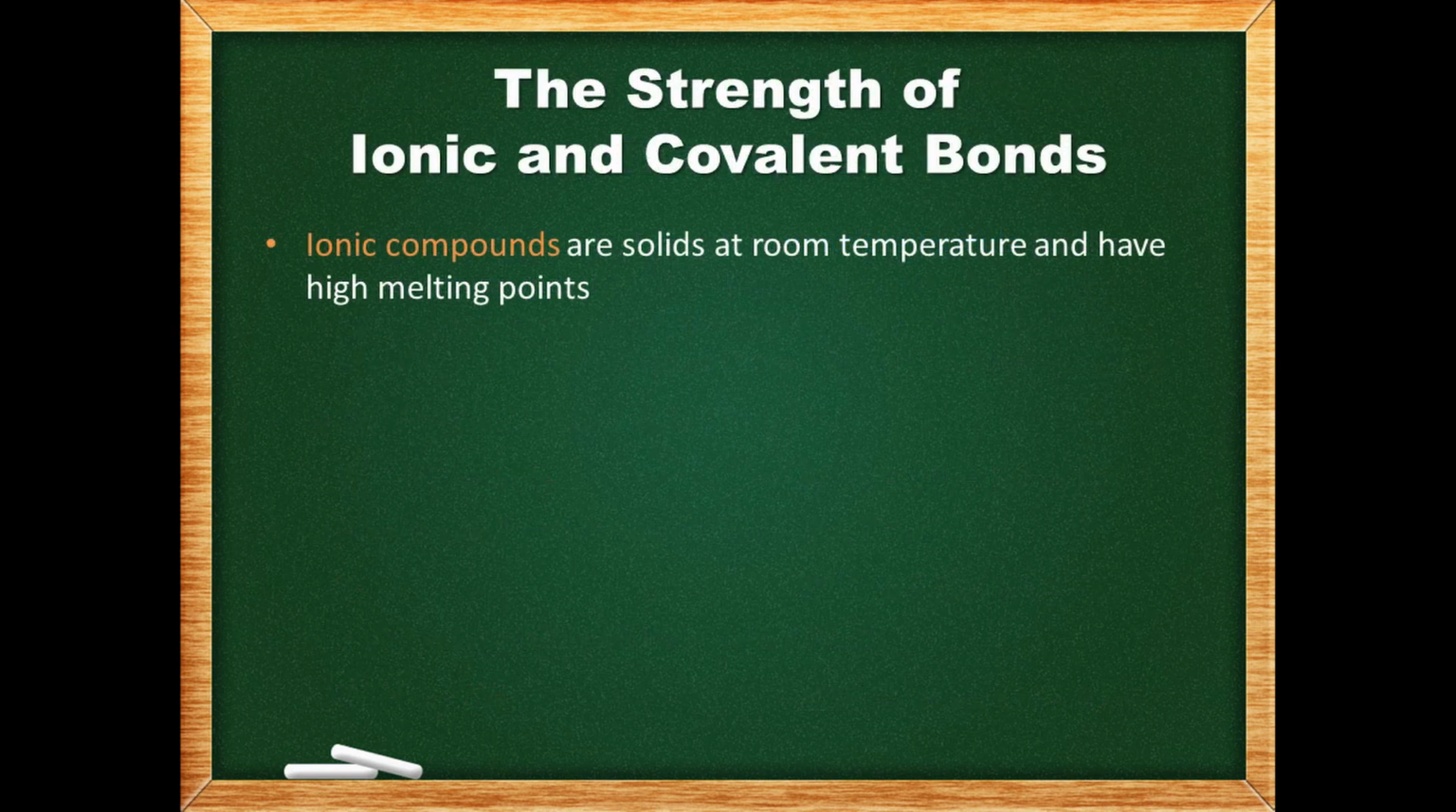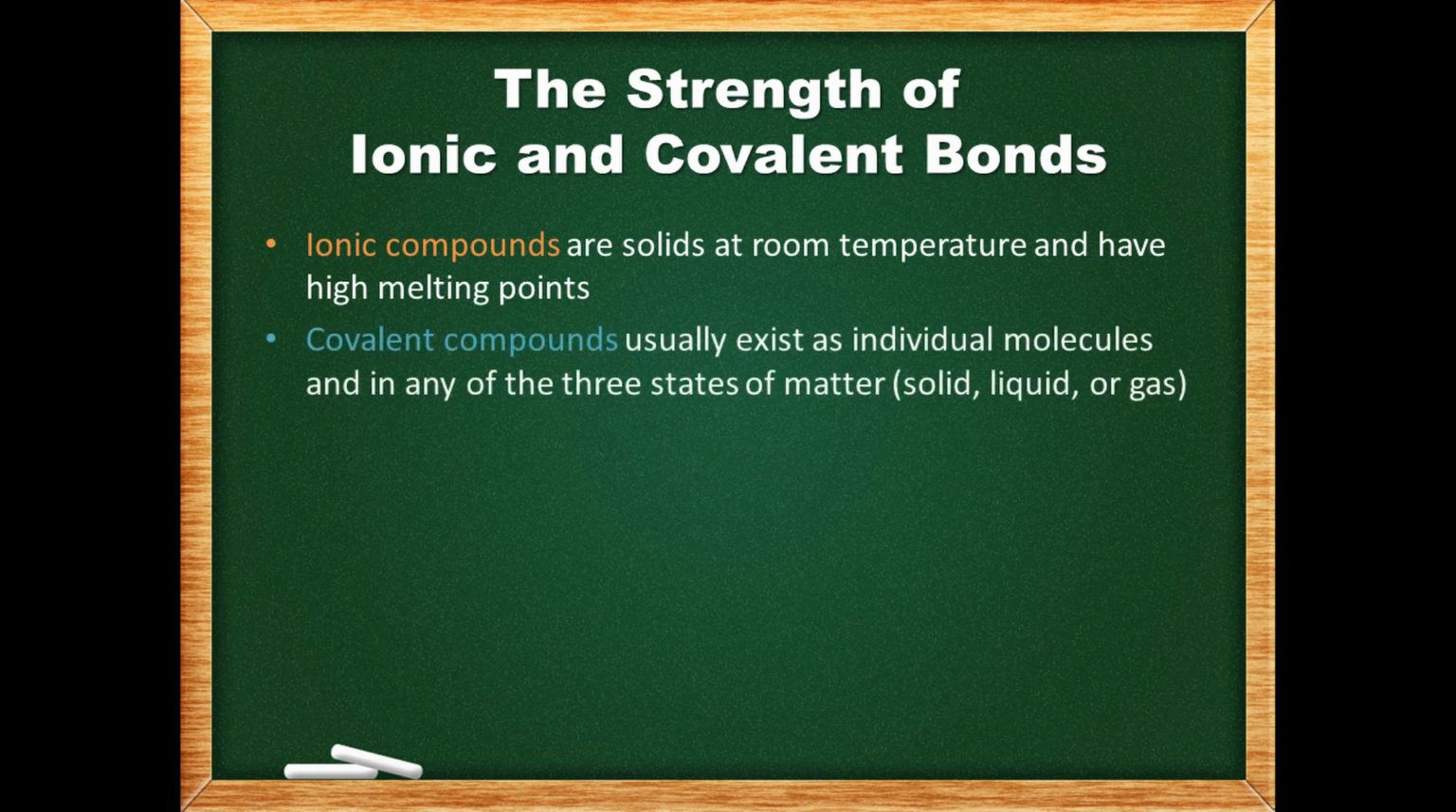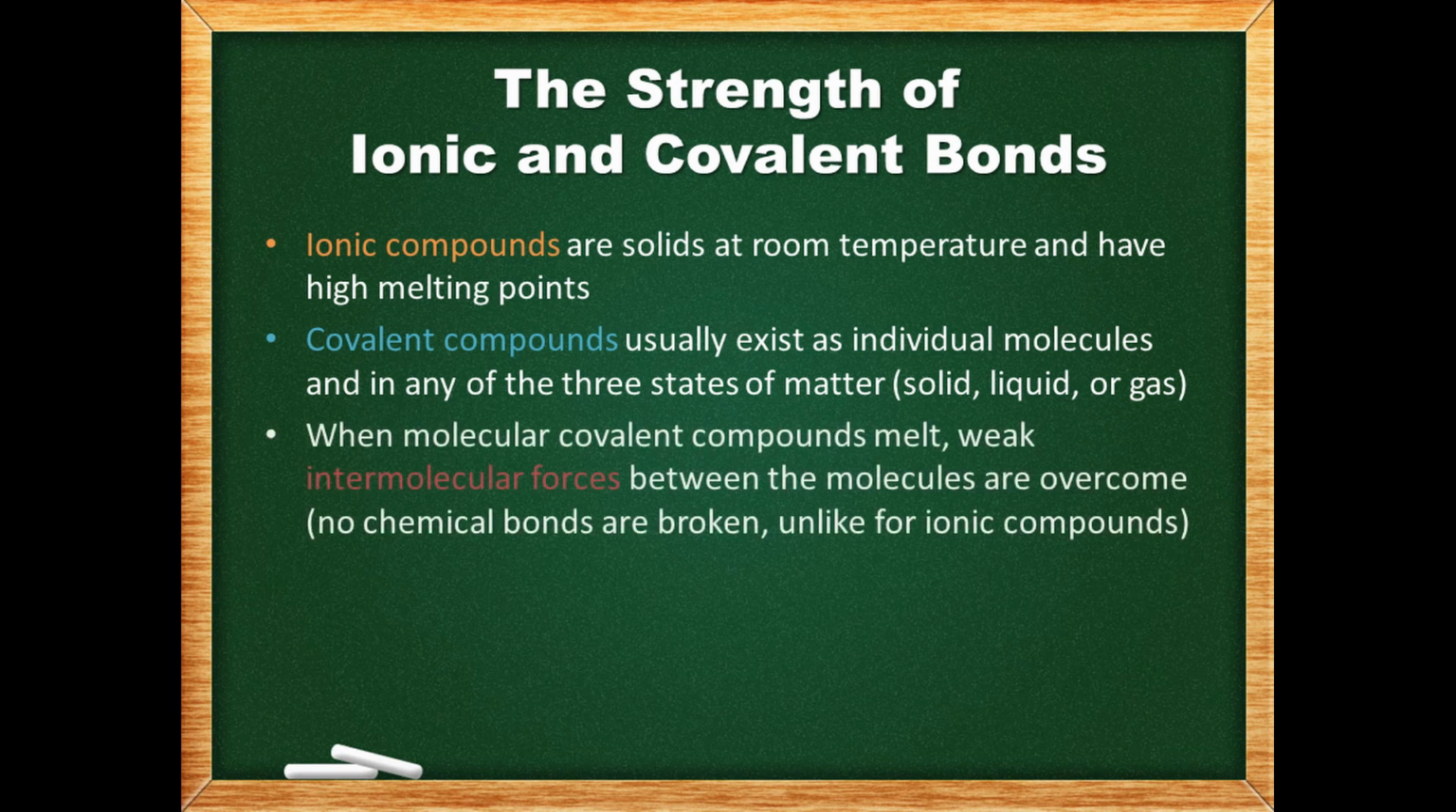Recall that ionic compounds are solids at room temperature and have high melting points. On the other hand, covalent compounds usually exist as individual molecules and in any of the 3 states of matter: solid, liquid, or gas. However, we shouldn't jump to the conclusion that covalent bonds are any weaker than ionic bonds. When molecular covalent compounds melt, weak intermolecular forces between the molecules are overcome. In other words, no chemical bonds are broken, unlike for ionic compounds.